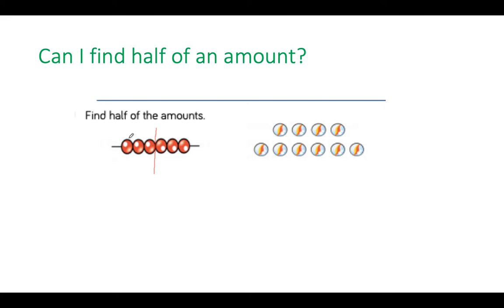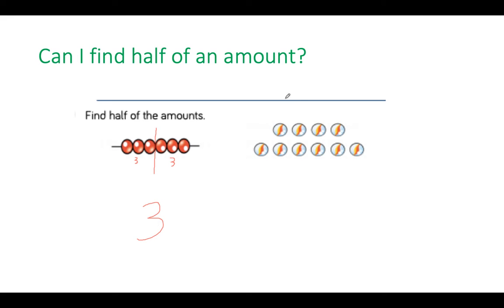Okay, I could count the beads on each side. So we've got 1, 2, 3 on this side, 1, 2, 3 on this side. So yeah, they are equal, they are the same. So half of the amount is 3. So we started off with 6 beads, but we've halved them, okay, and half is 3.